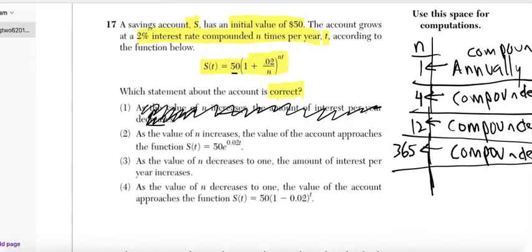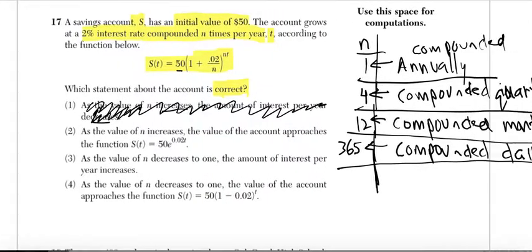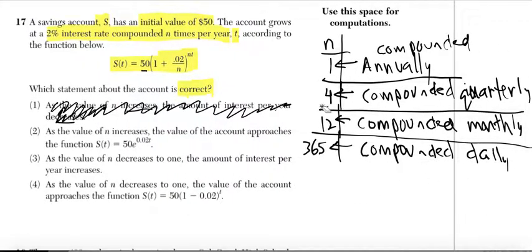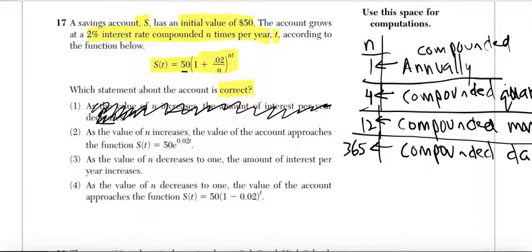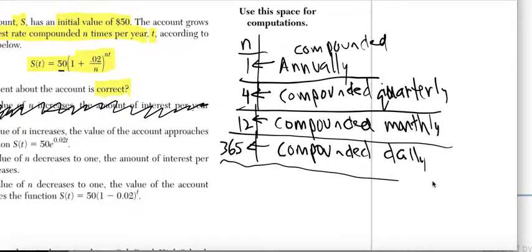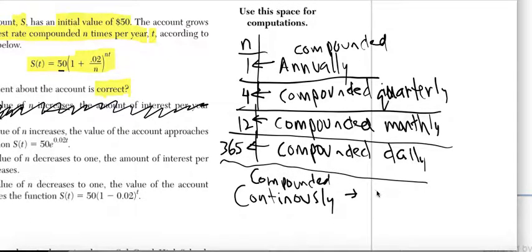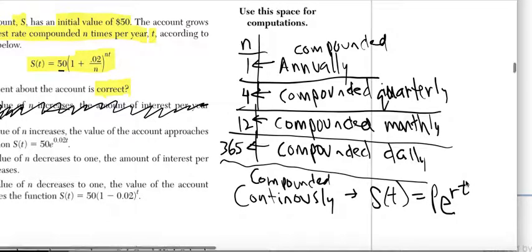So as the value of n increases to infinity, we get to what's called compounded continuously. That formula changes to the amount after t years equals P times e to the interest rate as a decimal times t power.